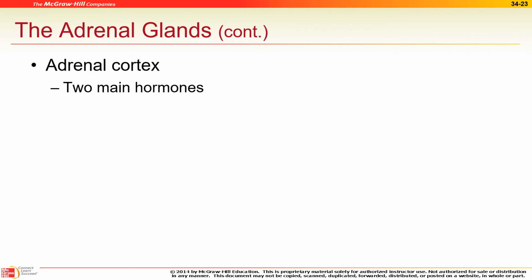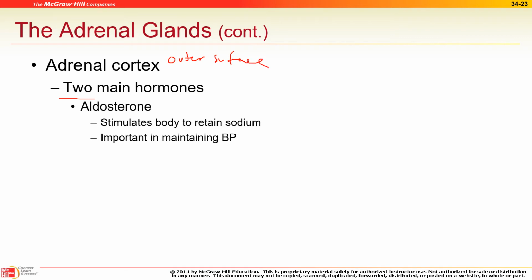The adrenal cortex, here we'll just go over 2 of the main functions. So remember, the cortex is the outer surface. So aldosterone. Similar to ADH, antidiuretic hormone, aldosterone also helps us keep blood pressure up by retaining salt. So anywhere there's salt, you have to have water. So this is indirectly keeping water in the body.